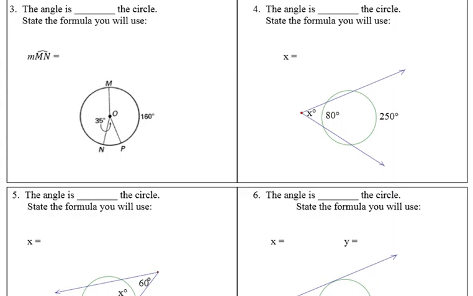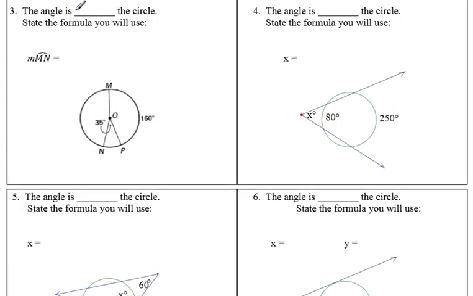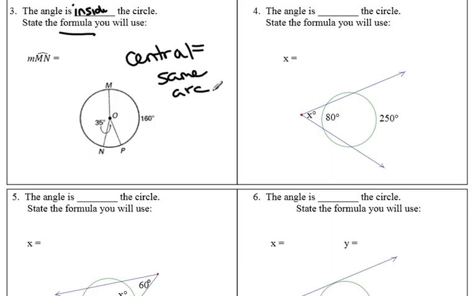Okay, number 3, this is just a review problem. The angle is going to be inside the circle, as you can see. Angle MON. It's going to be inside the circle, and all these angles are inside the circle. The formula for this is that the central angle is the same as the arc. And also the fact that the sum of the arcs in a circle is 360 degrees.